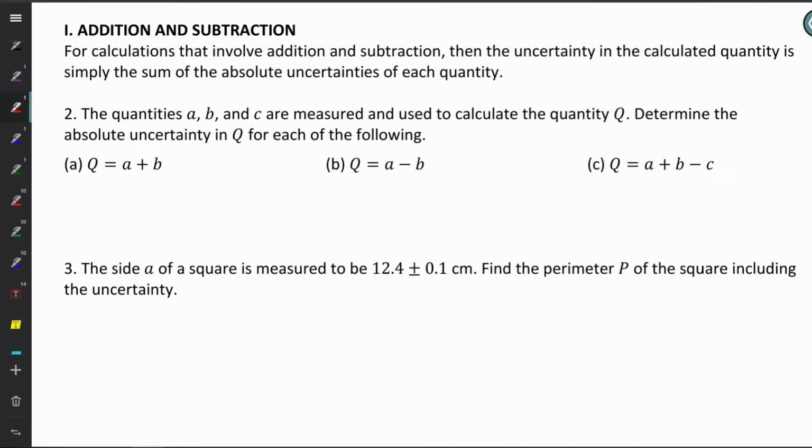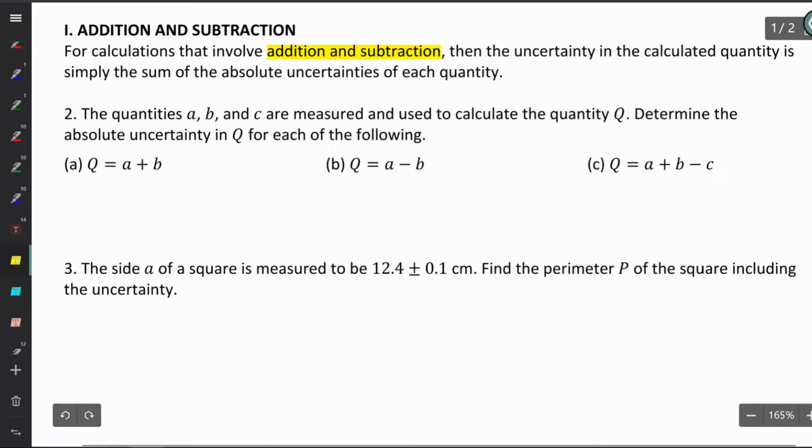For calculations that involve addition and subtraction, the uncertainty in the calculated quantity is simply the sum of the absolute uncertainties of each quantity. So let's make sure we highlight what's important here. This is for calculations that involve addition and subtraction. The uncertainty in the calculated quantity is the sum of the absolute uncertainties of each quantity.